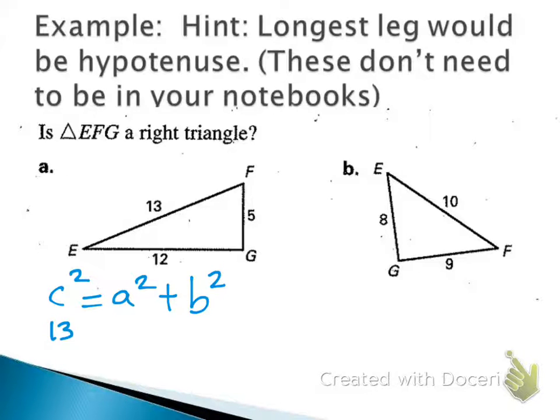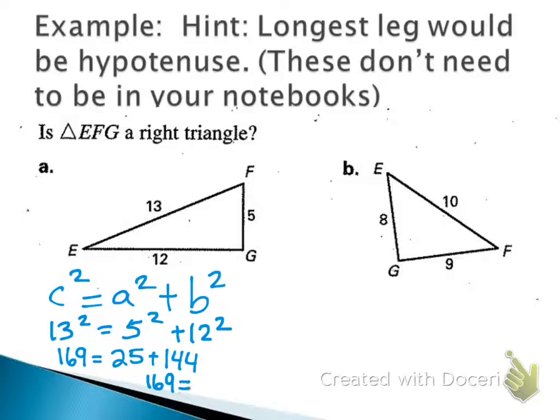13. So 13 squared equals 5 squared plus 12 squared. If that's true, it's a right triangle. If it's not true, we're going to say what type of triangle it is. All right, what is 13 squared? 169. Good. What is 5 squared? What is 12 squared? 144. What is 25 plus 144? Is it 169? So, they're equal.